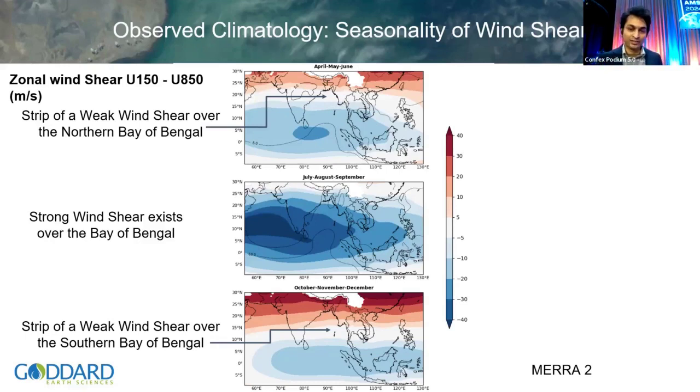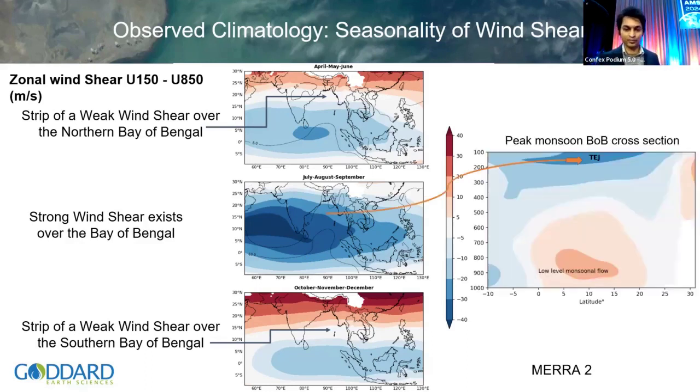If you look at July, August, September in the middle figure, almost all of the Bay of Bengal is taken over by negative wind shear. This is a very strong wind shear. There is no weak wind shear anywhere. And this is because the tropical easterly jet is at its maximum at that time.